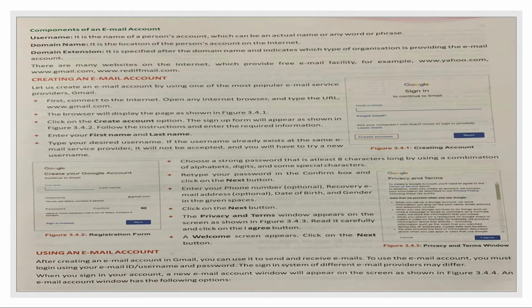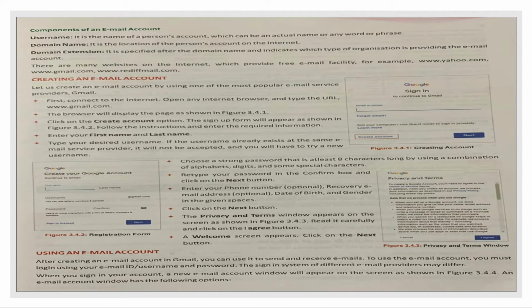First of all, let us see how an email address can be created. First connect to the internet. Open any internet browser and type the URL, for example gmail.com. In gmail.com, you have to click on create account. When you want to sign in, it will ask you for the email address, and then you click on next.